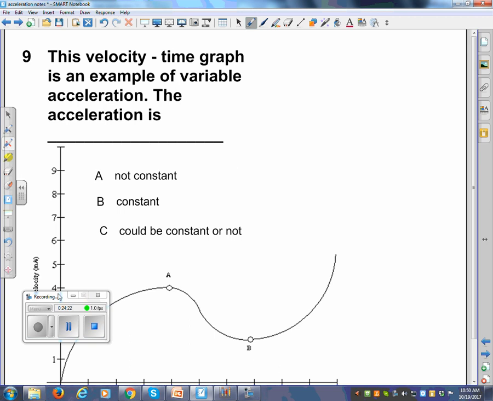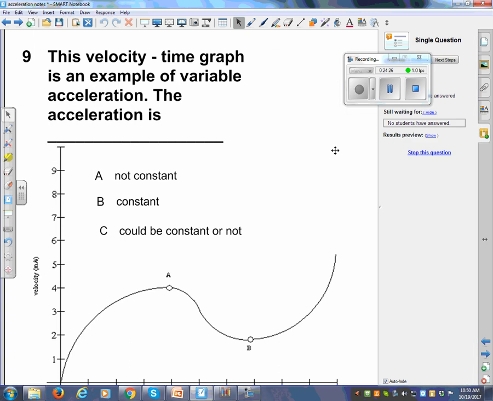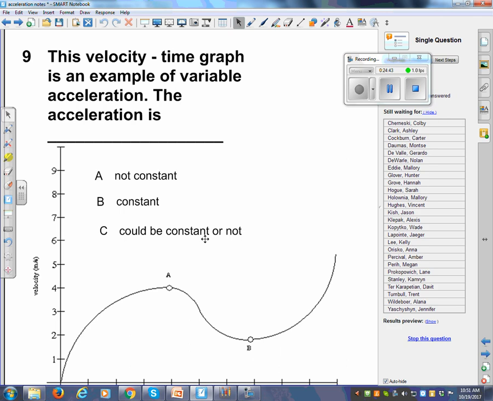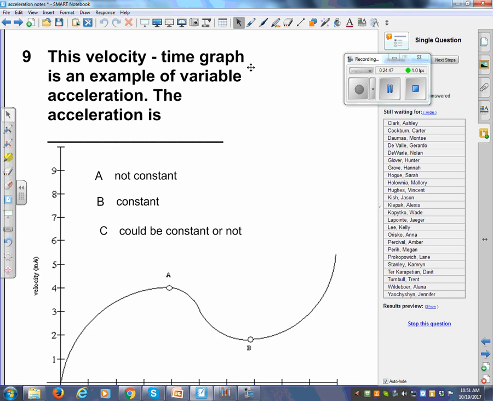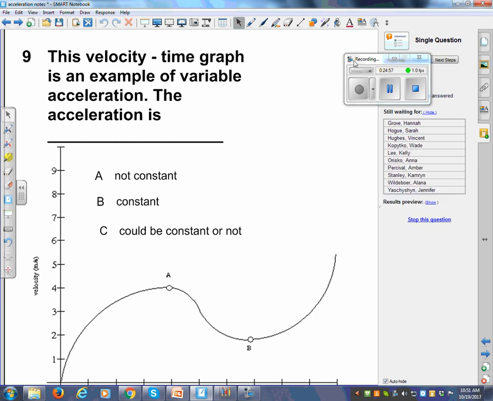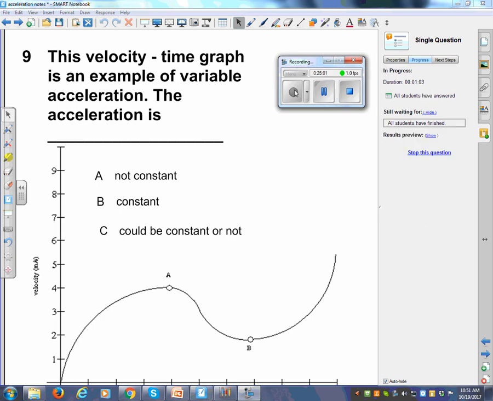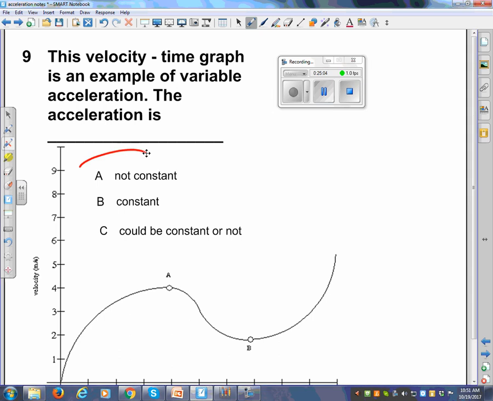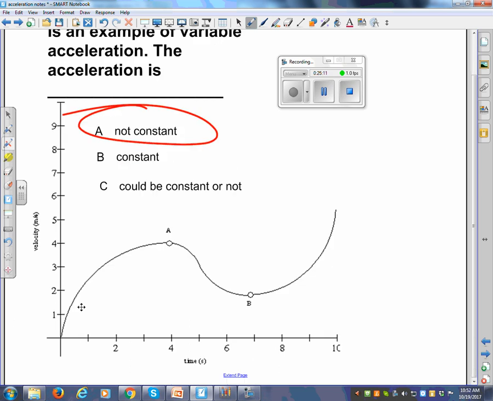Now, you should have this one as well. This graph. This velocity time graph is an example of variable acceleration. Variable simply means that it is, well, I'm going to give away the answer, but acceleration is not constant. I'll tell you what, it's not C. Variable acceleration. Not constant. That would be like the graph of when Lane's shifting gears, right? Okay, it varies here.